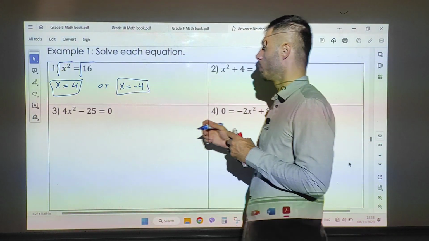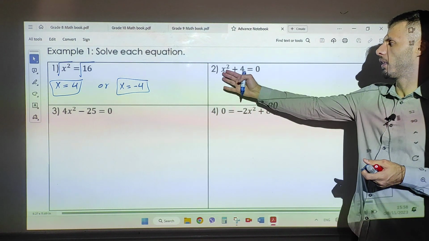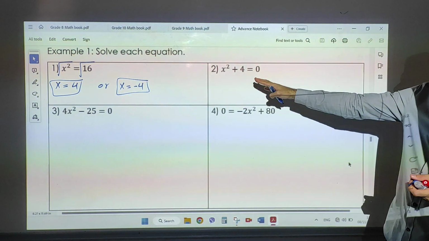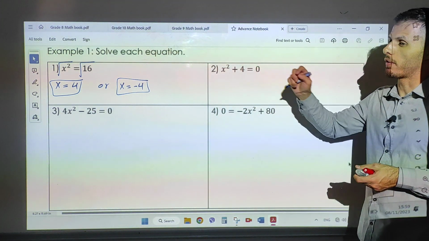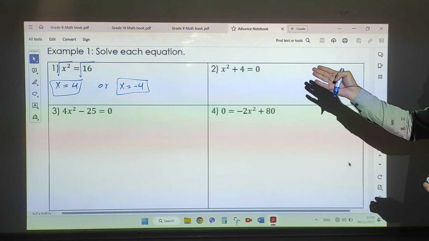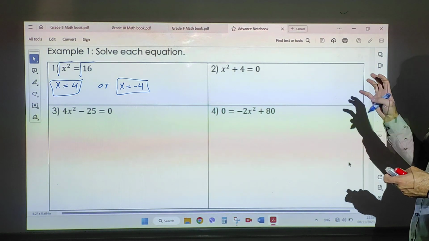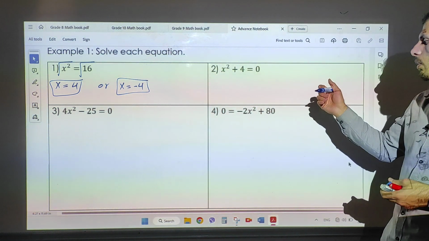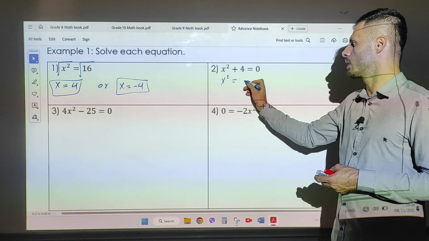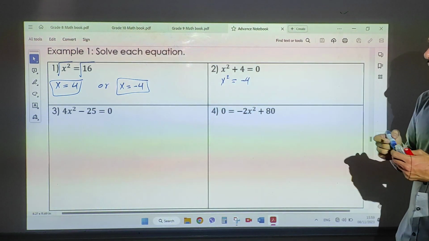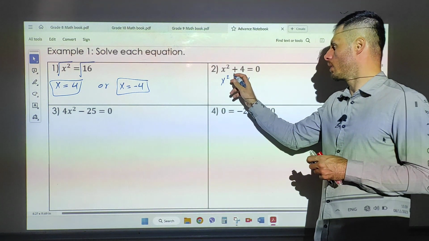The other one, we have x power 2 plus 4 equals 0. For the kinds of factoring, GCF, difference of two squares, perfect trinomial, none of them we can factor. This is none of the cases. So in this one, we try to get x power 2 on one side and move the number to the other side. We will get x power 2 equals negative 4. Now we can take the square root of both sides.